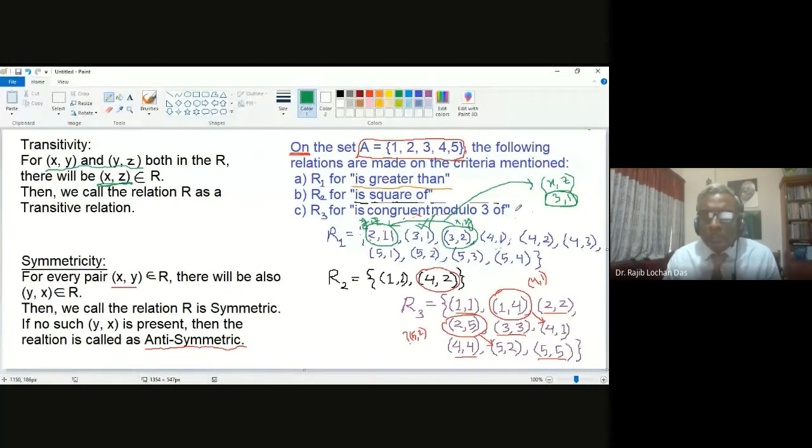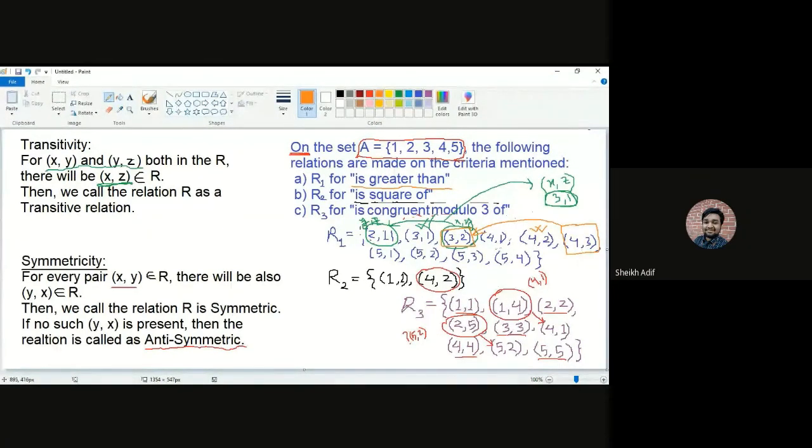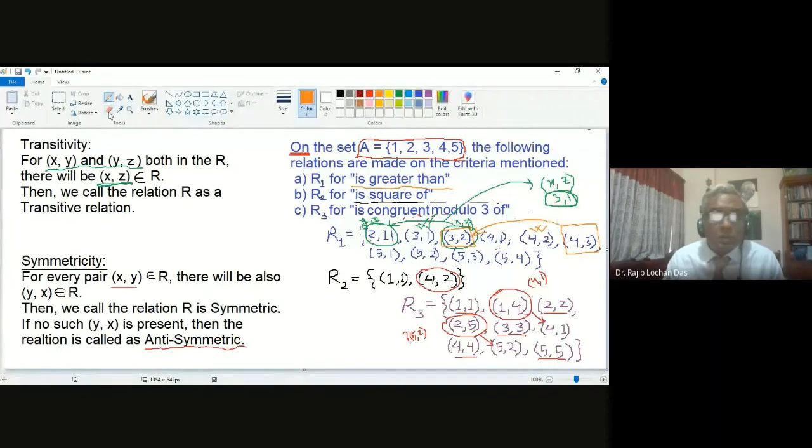You can check with any other, say 4 comma 3 and 3 comma 2. If it is the pair 4, 3 and 3, 2, then the third one will be 4, 2. Is it here? Yes, it is here. So this R1 is transitive. R2, is it transitive? No. R3, is it transitive? Yes, it can be transitive. So R3 is also transitive.